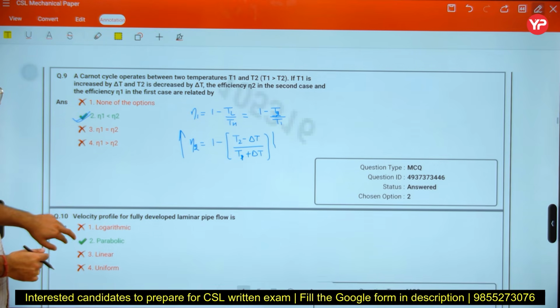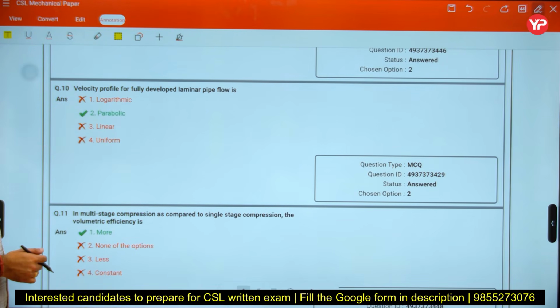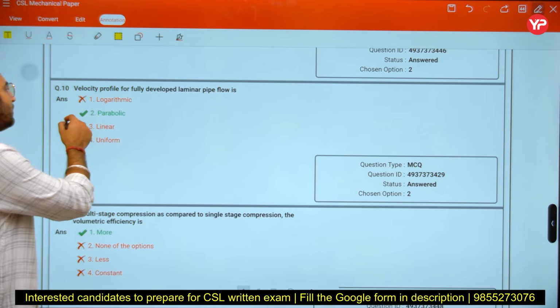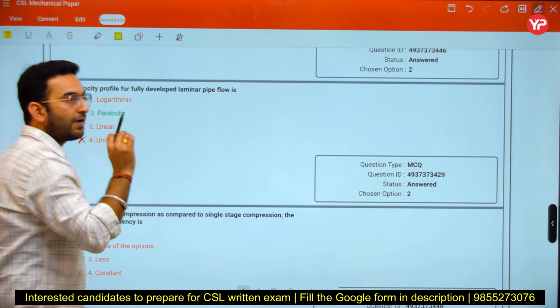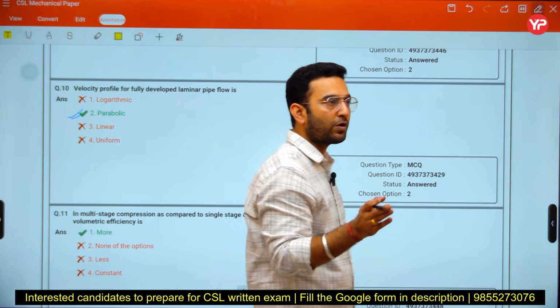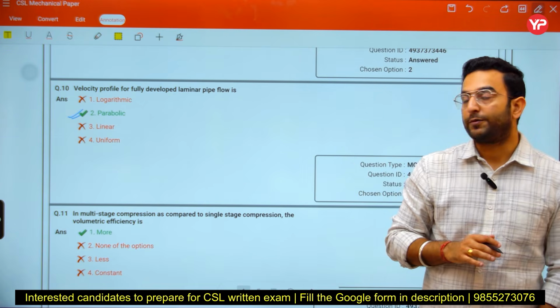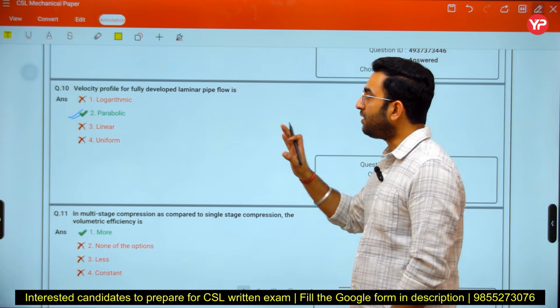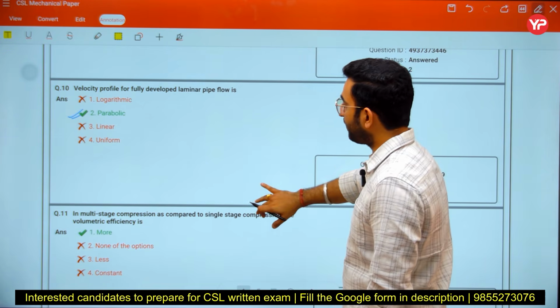Okay, now next part, the velocity profile for a fully developed laminar flow. That is a very simple question. We know in the case of a laminar flow, we have a parabolic velocity distribution. If we talk about a turbulent flow, we are having a logarithmic distribution here. So option number B, option number 2, is the correct answer here.